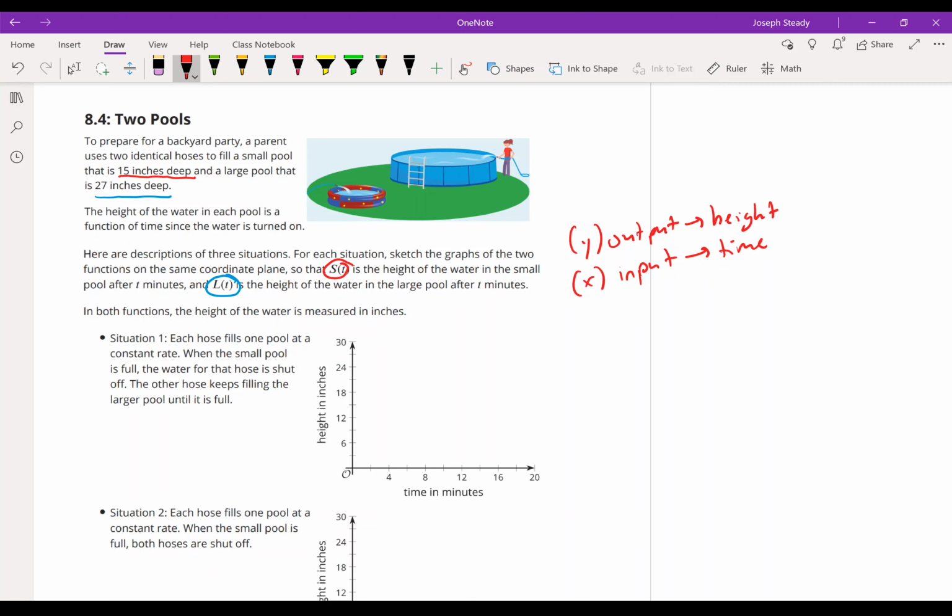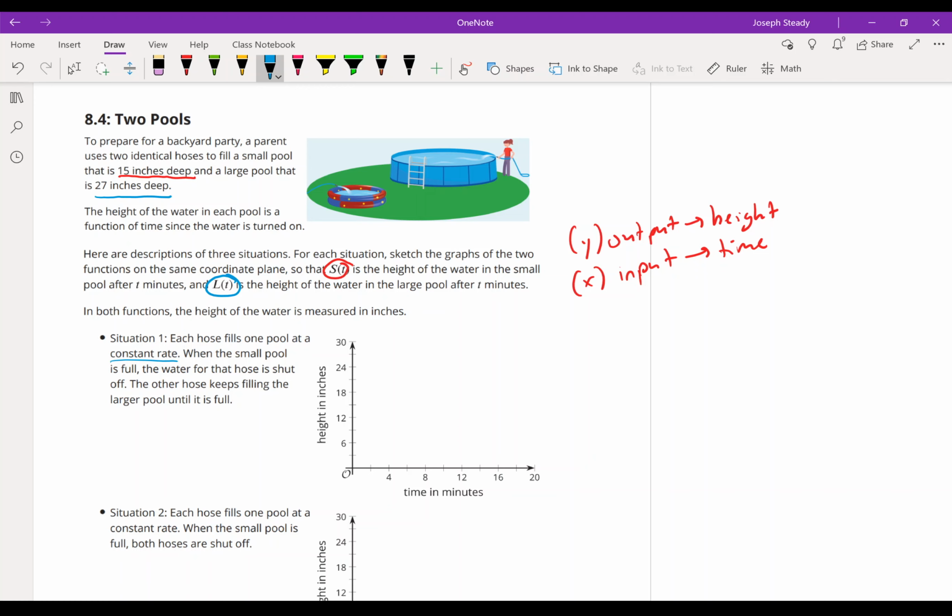So in the first scenario, we are told that we're filling up both pools, and once the small pool fills up, we're going to turn that hose off, but keep the other one going, and then when the large pool fills up, we will turn that hose off as well. So we'll start with the big pool here, and we know that this pool is going to fill up at a constant rate, because they tell us that, until it is 27 inches deep.